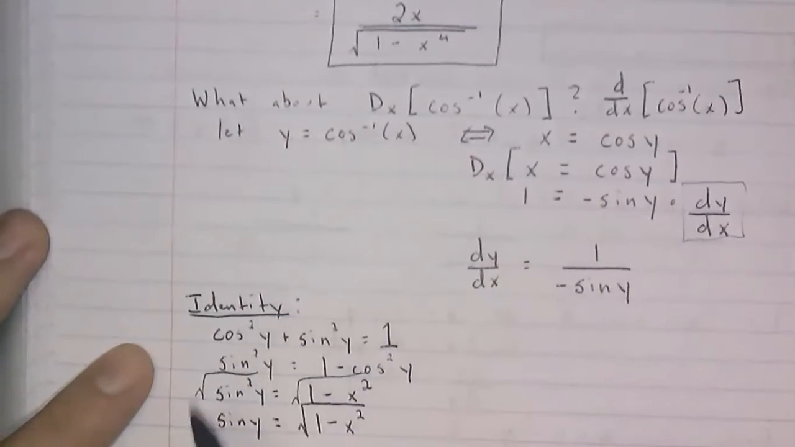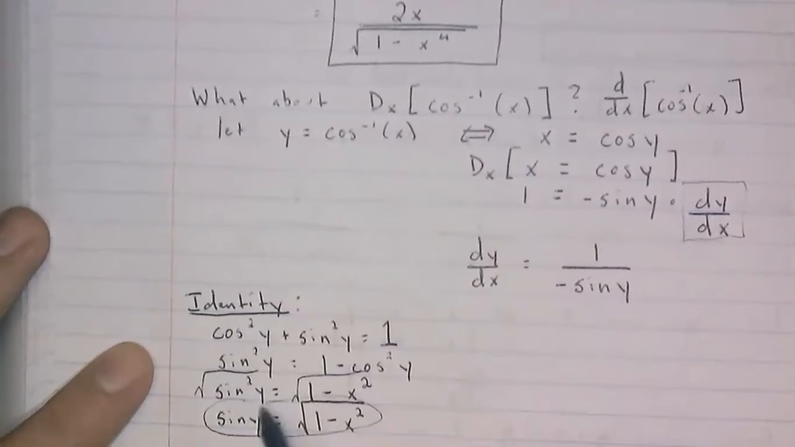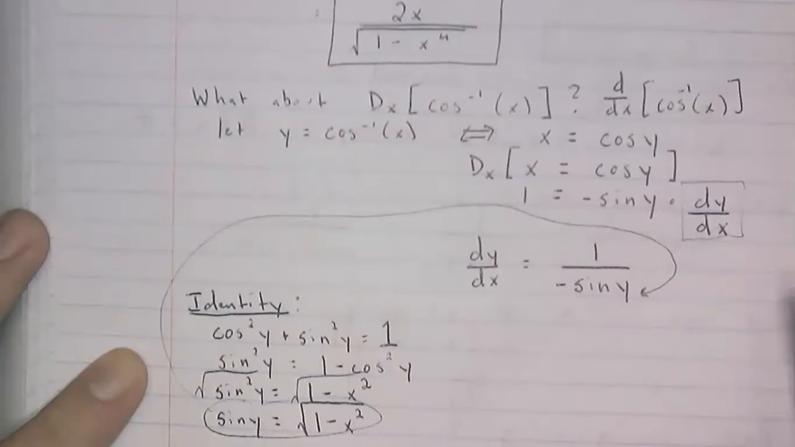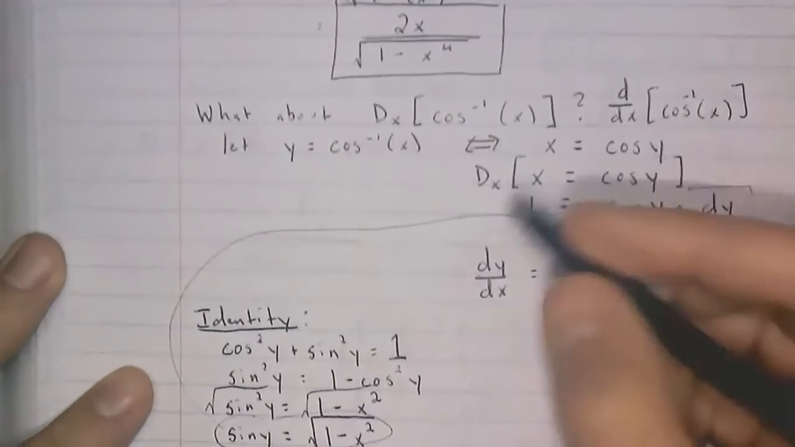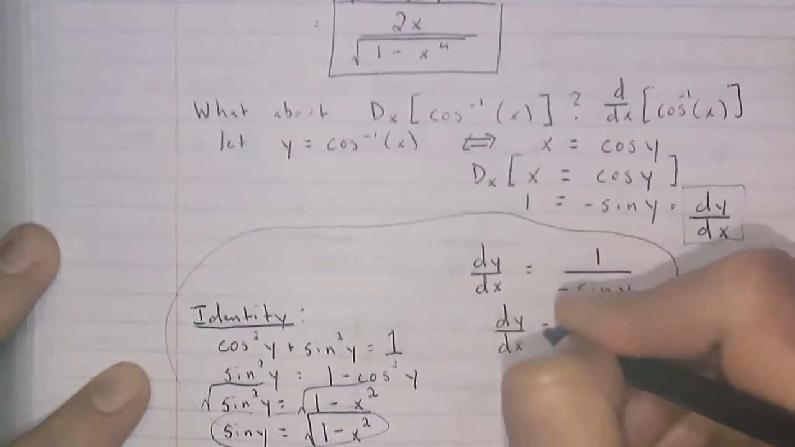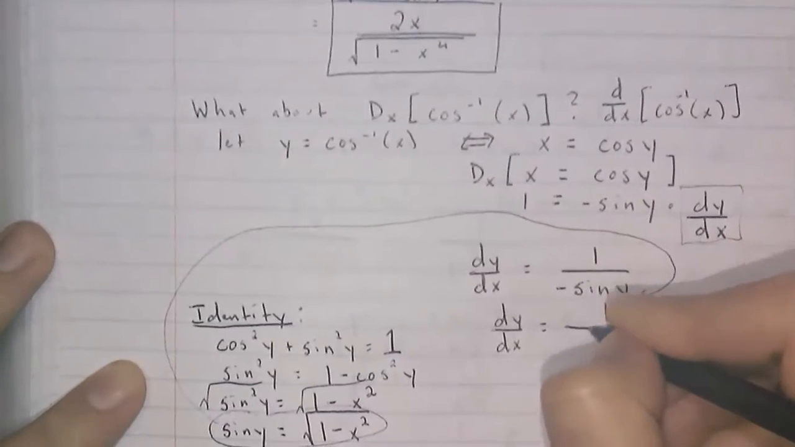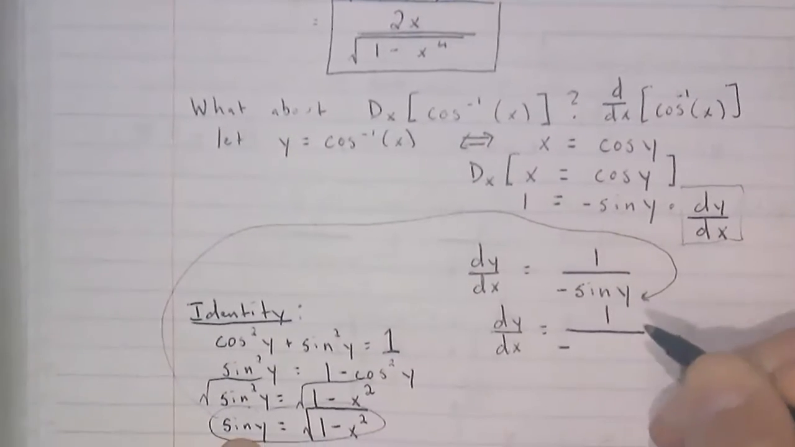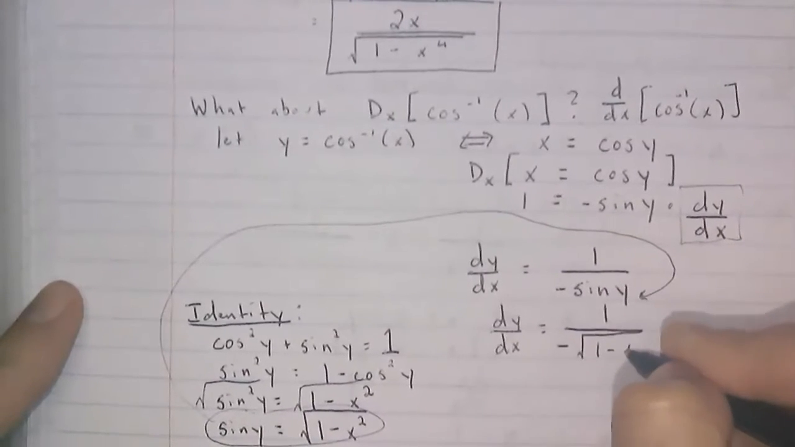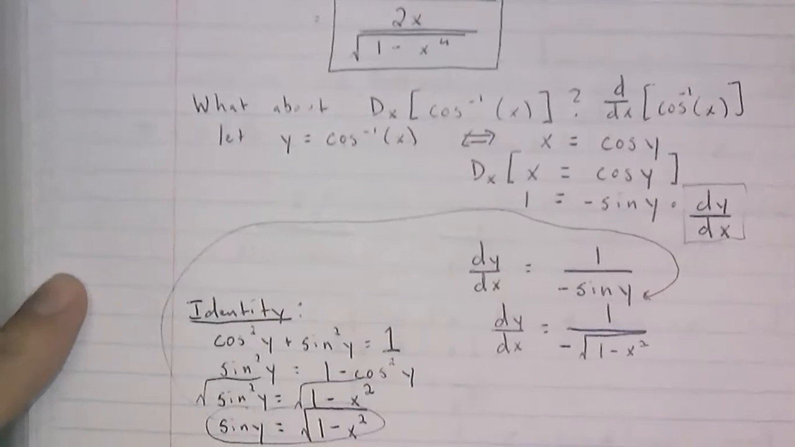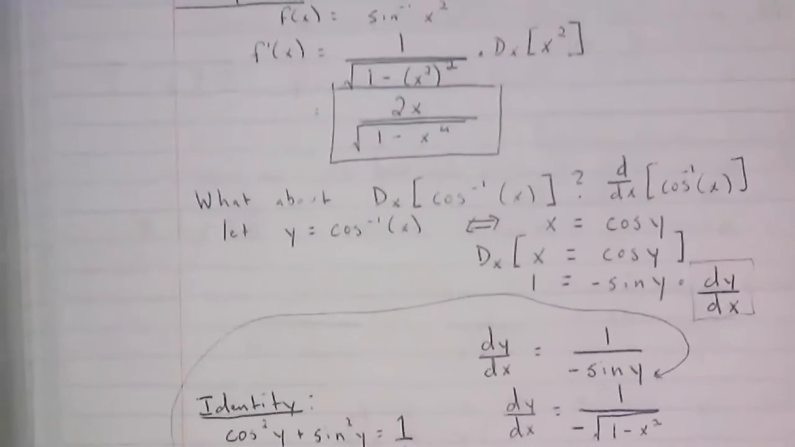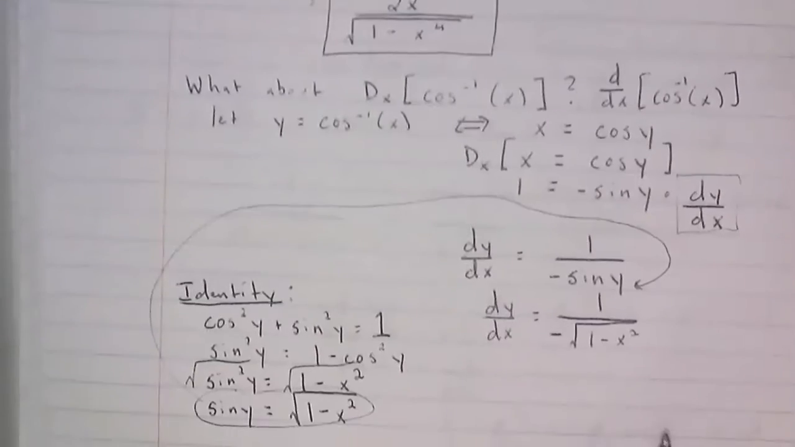Well, that is helpful. Now we can take this back into our derivative. So the derivative of y with respect to x is equal to 1 over the opposite of the sine of y, the square root of 1 minus x squared. Or more generally, to account for the potential that x itself is a function.